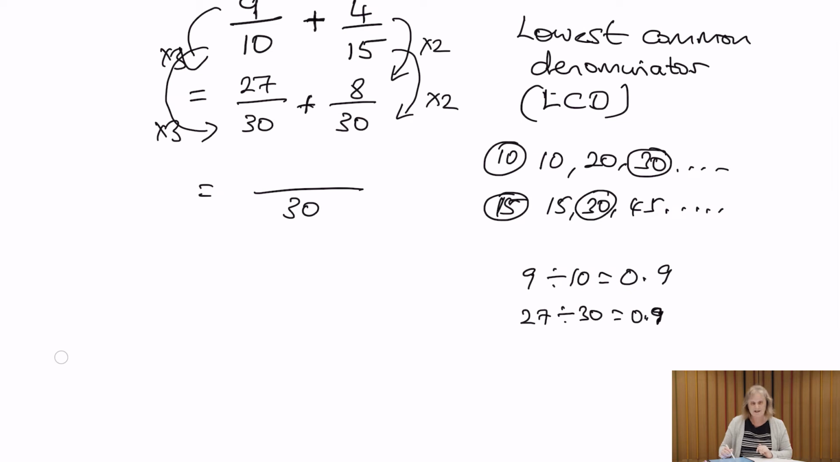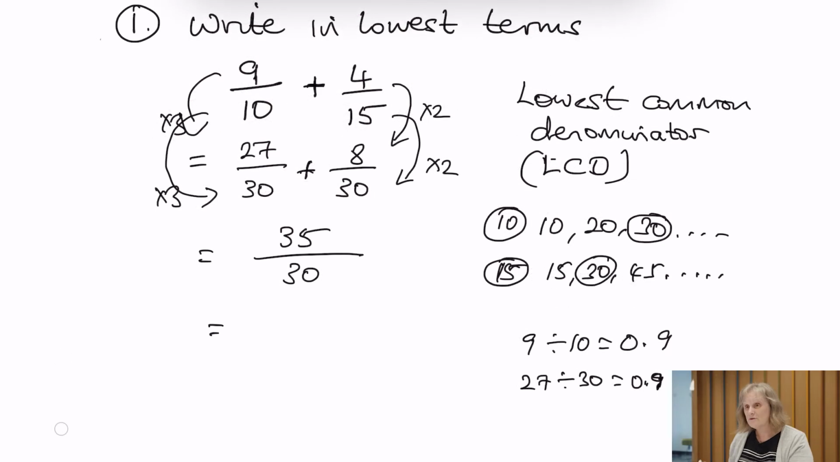Okay, so 27 plus 8 is going to give us 35. So now we've got an answer of 35 over 30, okay? But the key thing here is that we want to write it in lowest terms. We don't want to leave that answer, because we can see that both the numerator and denominator we can divide by the highest factor we can see here, 5.